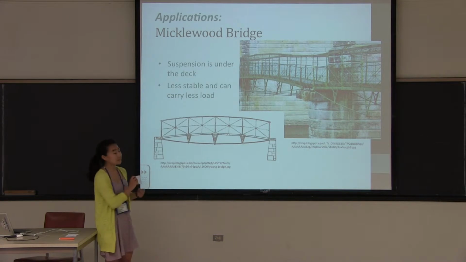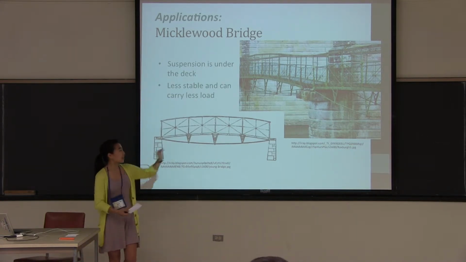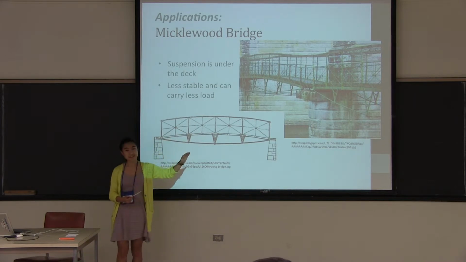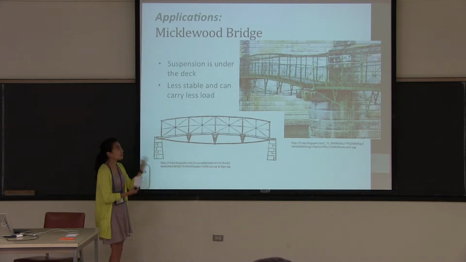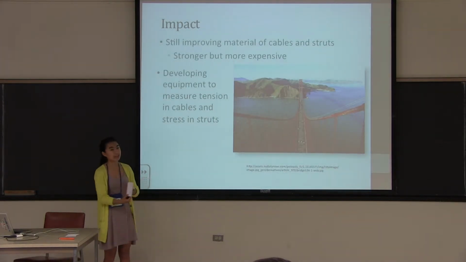And then I thought this was interesting too, the Michelwart Bridge, which is an example of an underspan suspension bridge, where the cable is actually on the underneath side rather than on top. But even though it looks cool, it's actually less stable and can hold less load. So it's not as practical as using a suspension bridge or a cable-stayed bridge.